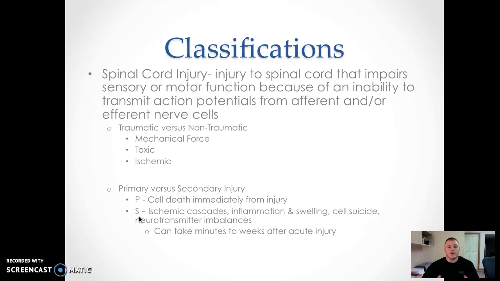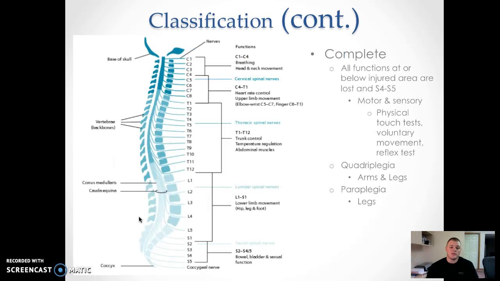And then we have two different types of injuries within this injury. We have primary, which is cell death immediately from that acute injury. Secondary would be complications because of that. So some ischemic ways, something is pinching a blood vessel supplying the spinal cord, will hinder its function. Inflammation and swelling from possible bone fragments from a vertebral fracture. Cell suicide, neurotransmitter imbalances. They hinder the ability of the nerve cell to transmit action potentials. These can take minutes to weeks after the acute injury to actually take place.